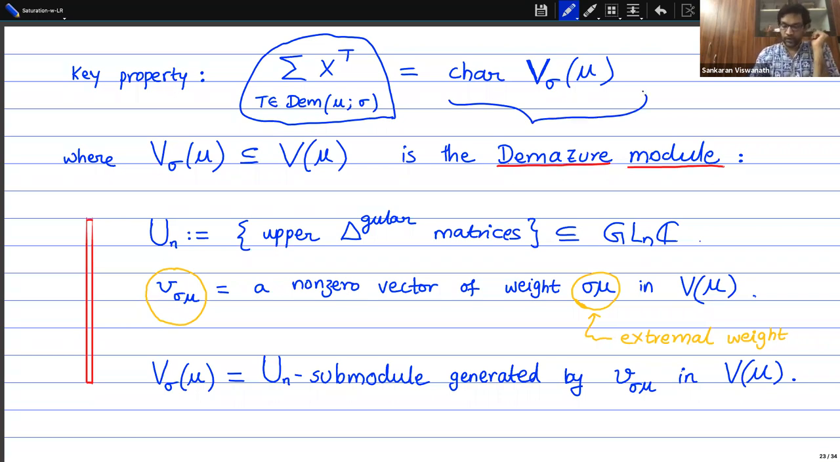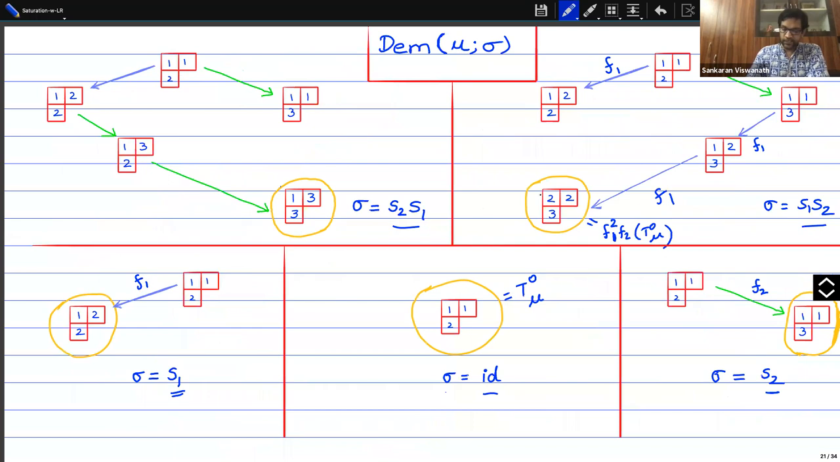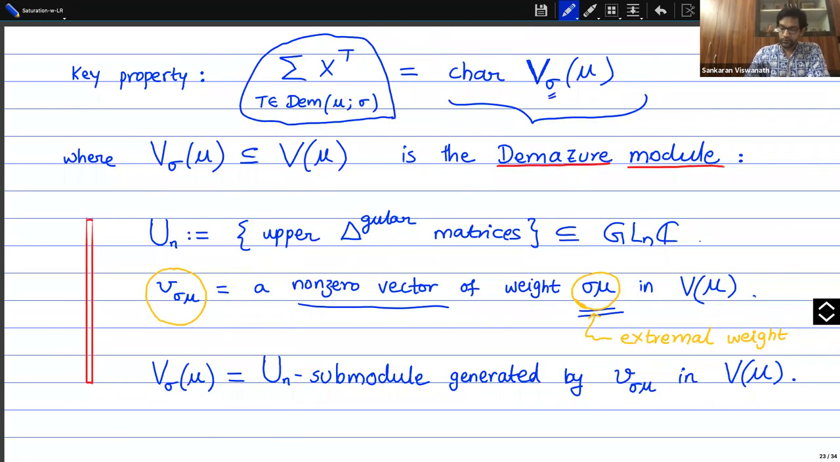Okay. The Demazure module here is a certain submodule of the whole module we knew. It's defined as follows. You take a non-zero vector of weight equal to sigma mu, where sigma is the Weyl group element we are looking at. So sigma mu is, of course, that extremal weight vector. We drew these in, I circled them in yellow. So all these things with yellow circles around them are the extremal weights. They are sigma acting on the weight mu. Now, you take a vector in that weight space, it's a one-dimensional weight space, and you look at the upper triangular matrices, which are a subgroup of GL_n(C). The U_n submodule of V_mu generated by this extremal weight vector is called the Demazure module. It turns out that this Demazure crystal is in some sense a combinatorial model for the Demazure module.